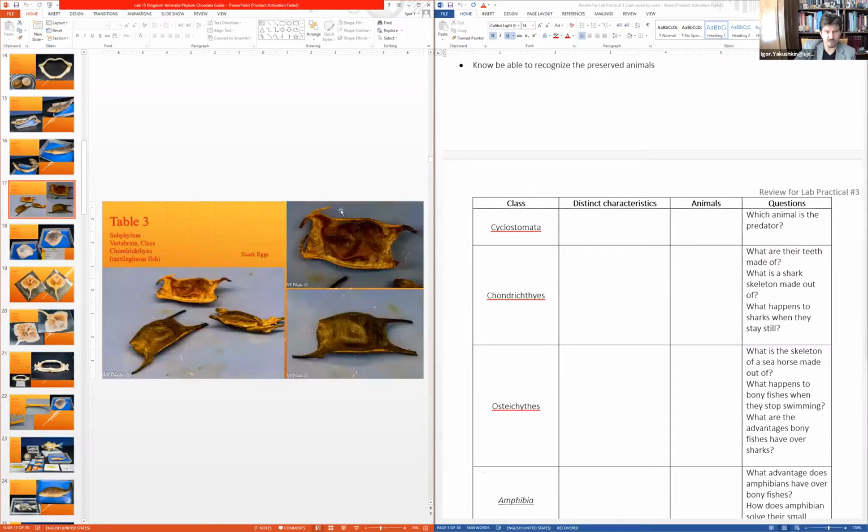Oh, that one I didn't talk about. This is the eggshell of the shark, similar to what we see in the skates, and quite often the common name is the mermaid's purse.